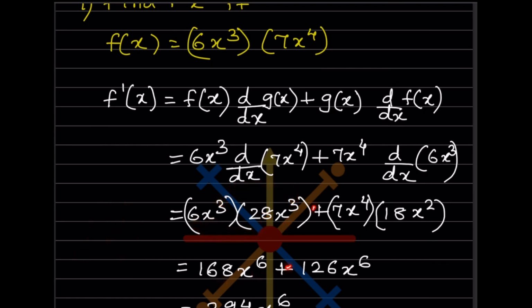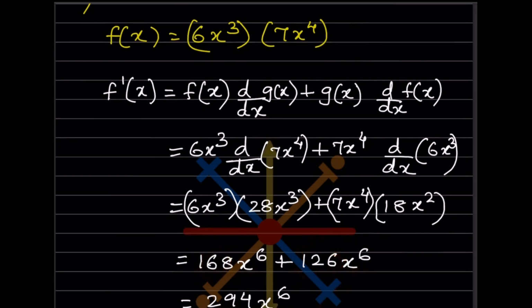And when you add this, you get 126, and exponents should be added because the bases are the same. So that should be x raised to 6. Now can you see here, this also is x raised to 6 and this also is x raised to 6. So you can just add the coefficients of that. That will be 294 x raised to 6.